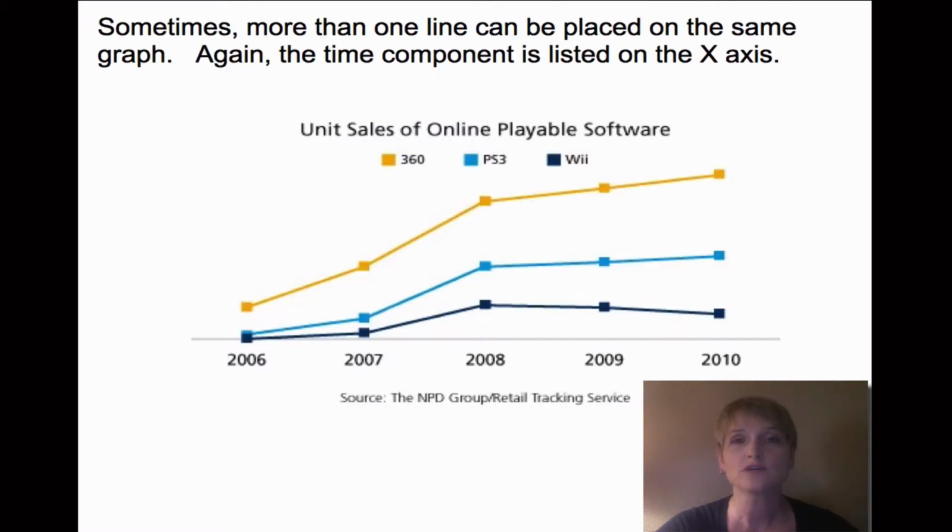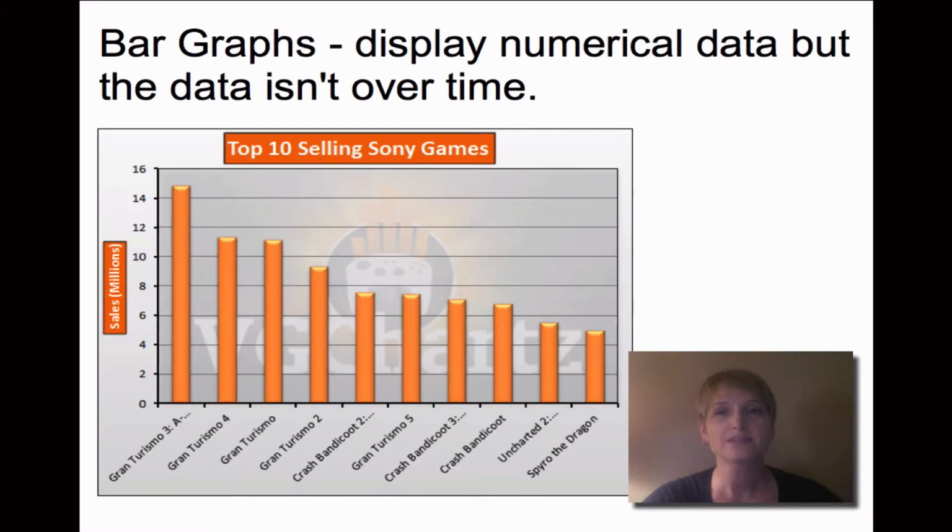But sometimes more than one line can be placed on the same graph, and so you have to do a little more digging to figure out exactly what's going on here. So this graph has 3 lines on it, and this shows the sales of 360 games versus PS3 games versus the Wii games. Bar graphs display numerical data, but that data is not over time.